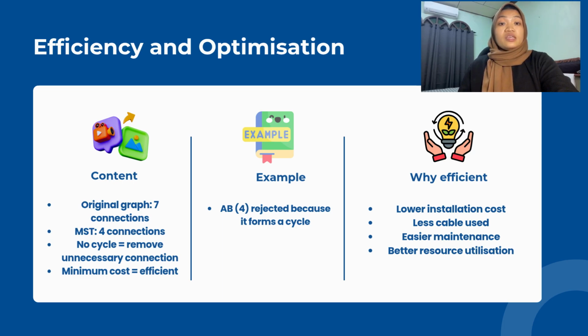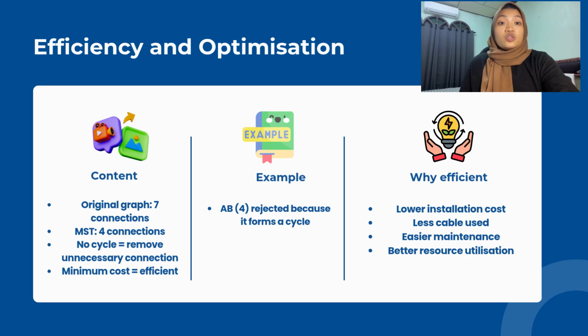The MST is efficient because it reduces the original graph from 7 possible connections to only 4 connections, while still keeping all buildings connected. This means the network becomes simpler and more cost-effective. Kruskal's algorithm helps achieve this by always selecting the lowest weight edges and avoiding cycles. For example, AB with weight 4 is rejected because A, B, and C are already connected through AC and BC. So, adding AB would only create a cycle and increase the cost without improving connectivity.